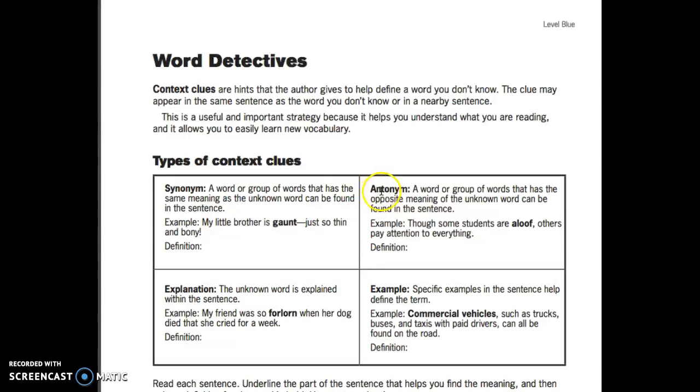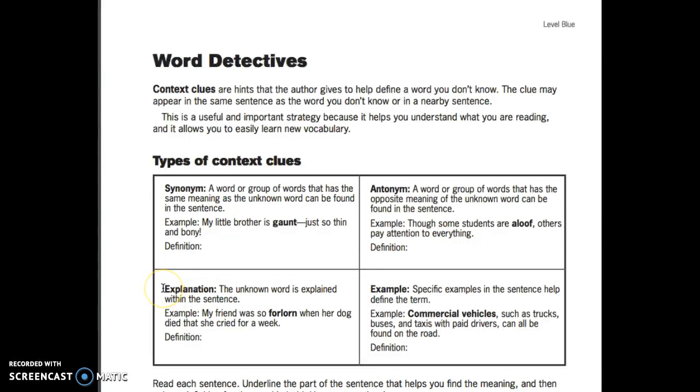Let's look at an example of an antonym, or opposites, which can also be found in the sentence. A word or group of words that has the opposite meaning of the unknown word can be found in the sentence. Here's an example. Though some students are aloof, others pay attention to everything. So, pay attention to everything is the opposite of aloof. So aloof must mean not paying attention. That's how the sentence used an antonym.